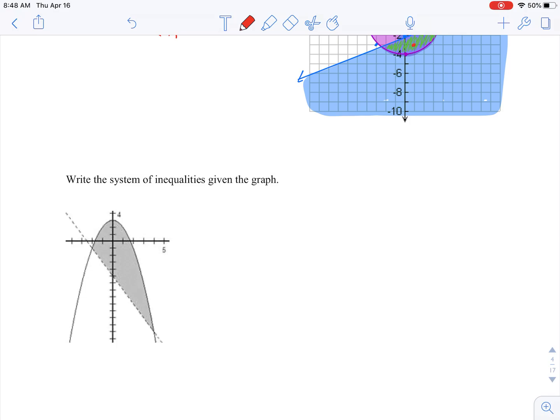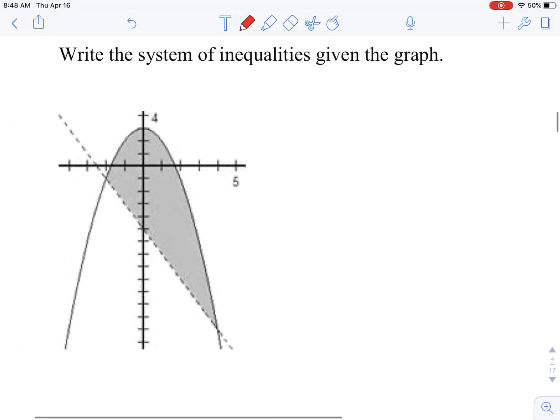And one last problem here. This one wants you to write the system of inequalities. So let's first think about this parabola. This parabola has a vertex that's shifted up 3, but it's opening down. So we have y, and if it's opening down, we'll have a negative x squared. If it's shifted up 3, we'll say plus 3. It's going to have an equal to because it's a solid line. And it's going to be going less than is our shading, so less than or equal to.